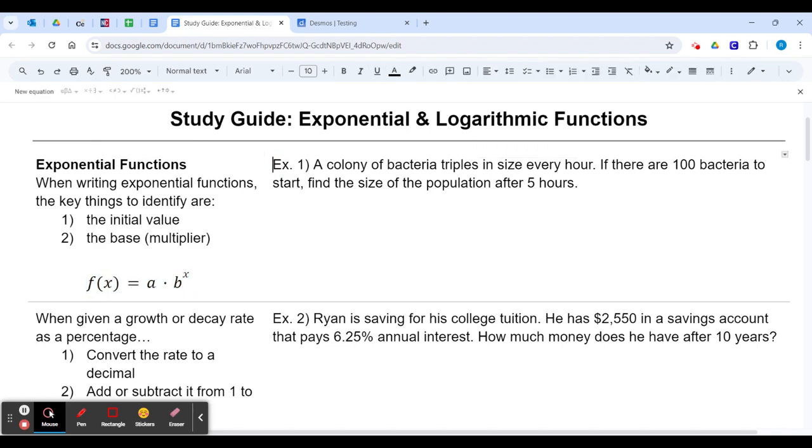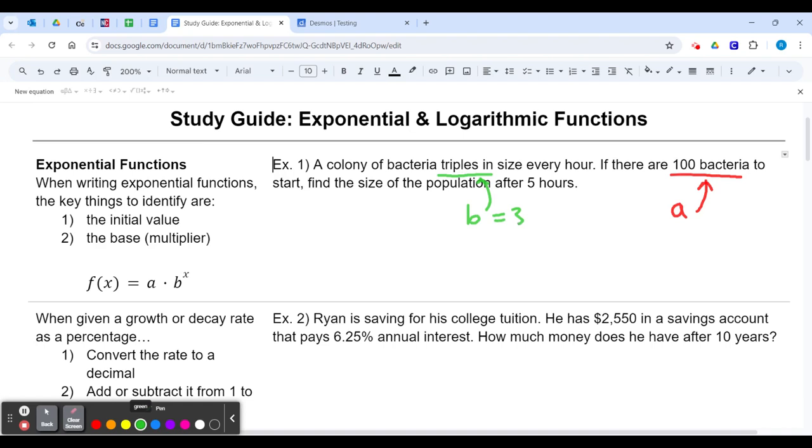So, for example, one, a colony of bacteria. It triples in size every hour. If there are 100 bacteria to start, find the size of the population after 5 hours. So I look at this, I see, hey, we have 100 bacteria to start. This is my initial amount. This is what A is equal to. We also have this bacteria size that triples every hour. So we're multiplying by 3 every hour, so that base is going to be equal to 3.